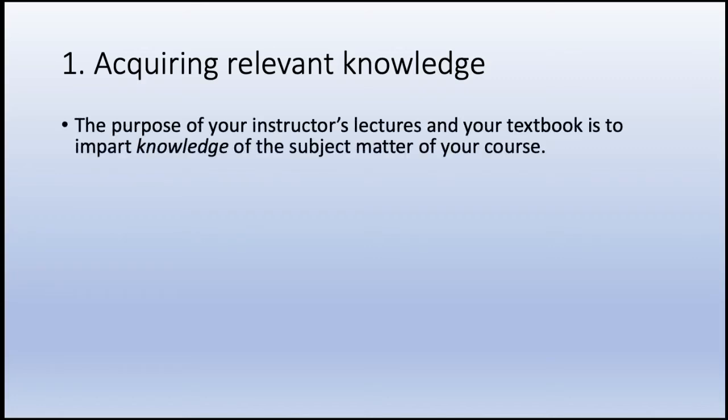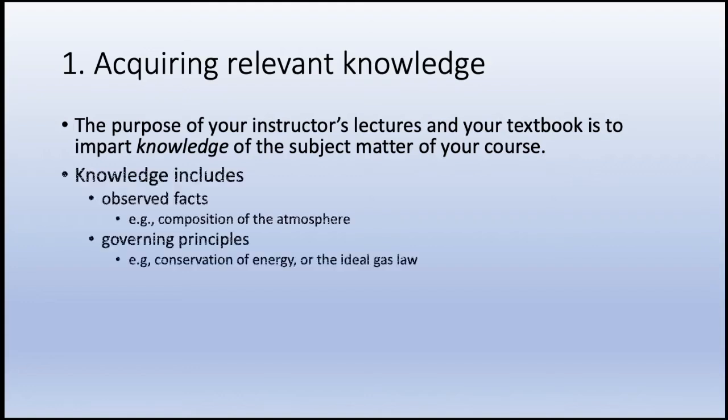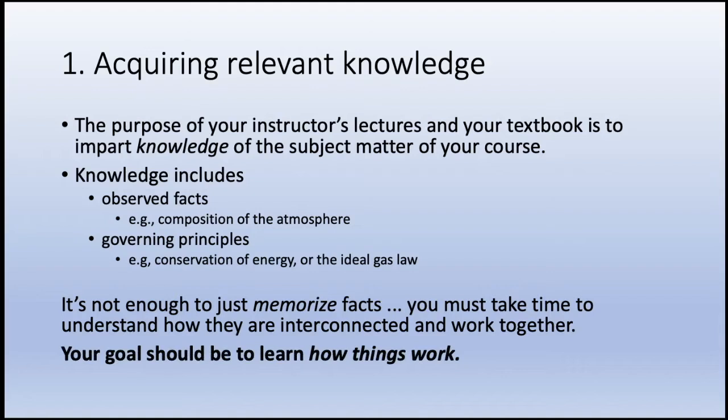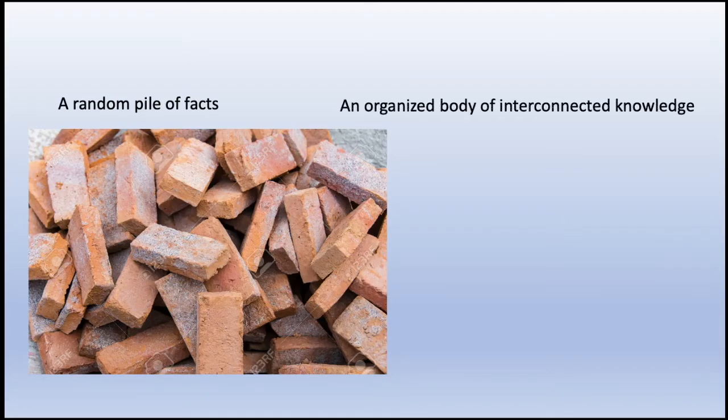Let's start with step 1, which is acquiring the relevant knowledge. The purpose of your instructor's lectures and your textbook is to impart knowledge of the subject matter of your course. Knowledge includes observed facts, for example, the composition of the atmosphere, and governing principles, which include things like conservation of energy, the ideal gas law, and other physical laws. It's not enough to just memorize facts. You must take time to understand how they are interconnected and work together. Your goal should be to learn how things work. A random pile of facts might look like this. An organized body of interconnected knowledge, on the other hand, might look more like this.